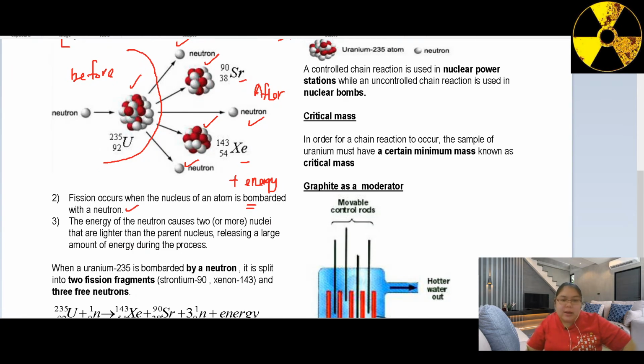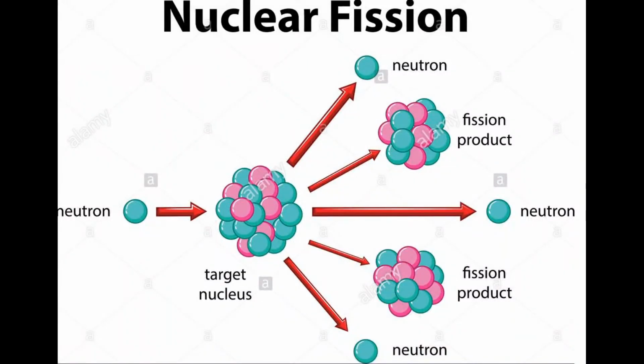Let me show you some diagrams. Can you see this one is nuclear fission? This is an example: the target nucleus, then the neutron hits, bombards it, then produces 2 fission products. These products must be lighter, plus 3 neutrons. Then we're going to see the second diagram.